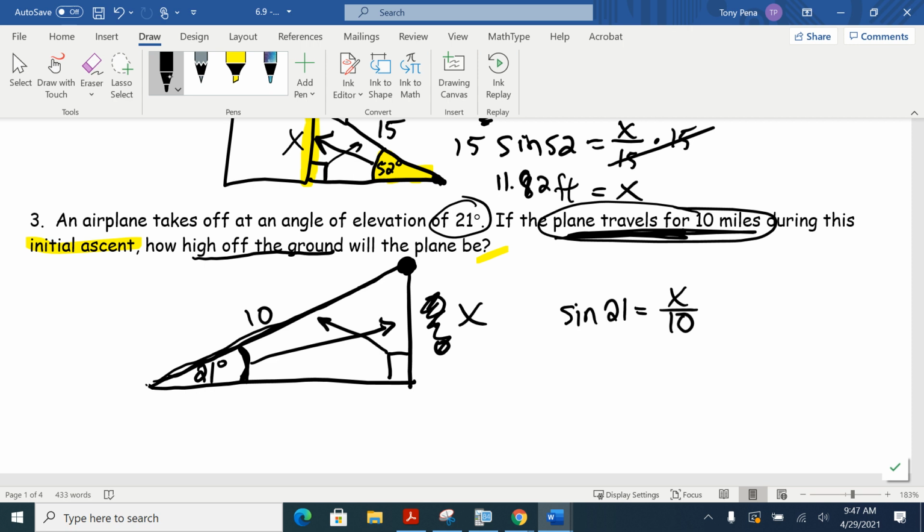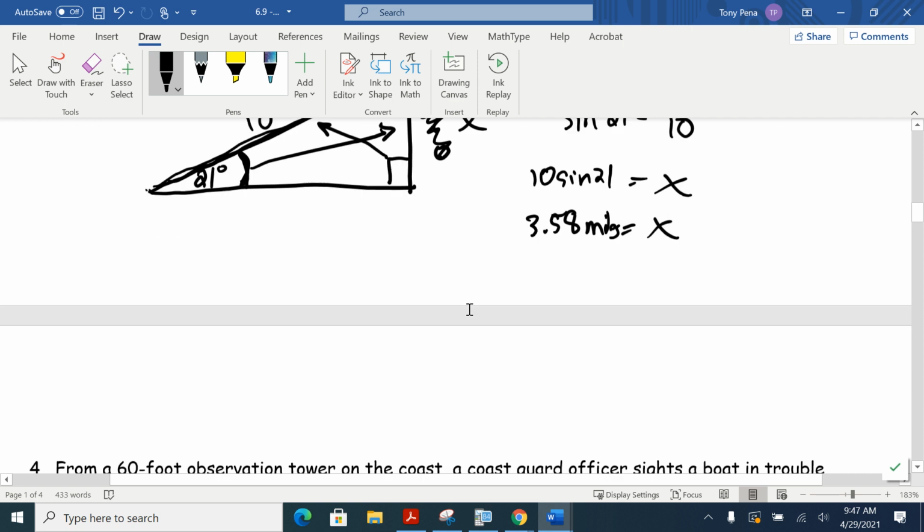That's your hypotenuse. And at this point, you better be able to plug this in, the same way as plugging the first two in. What'd you get, Vicki? And then that was miles. All right, so 3.58 miles above the ground. Okay.